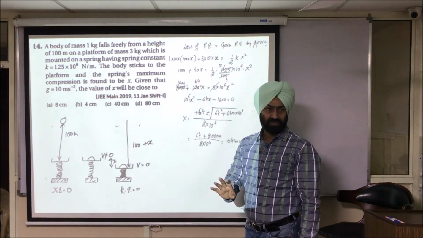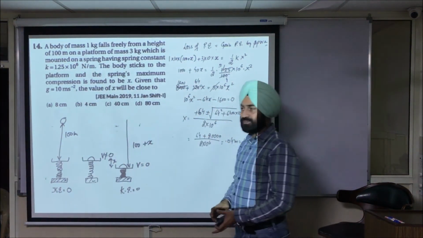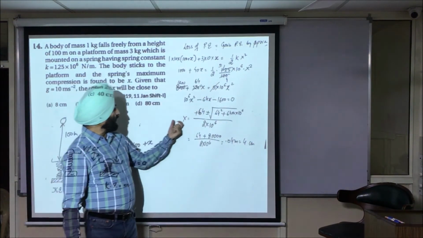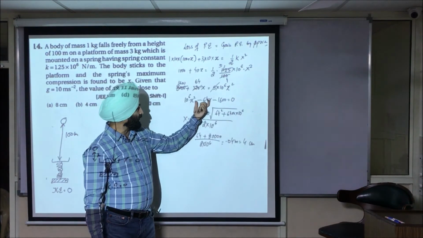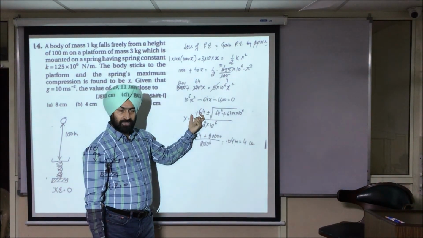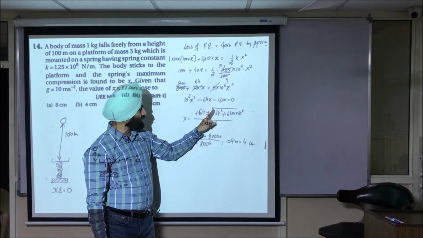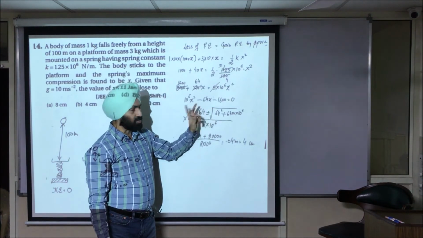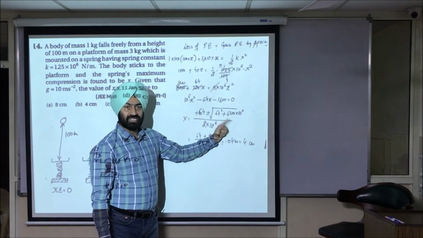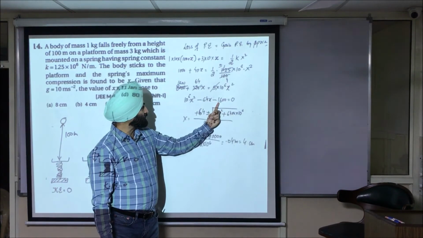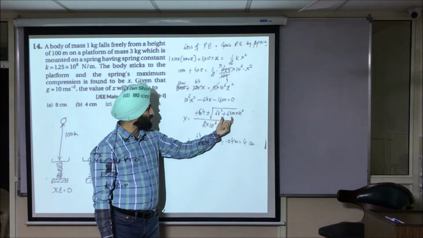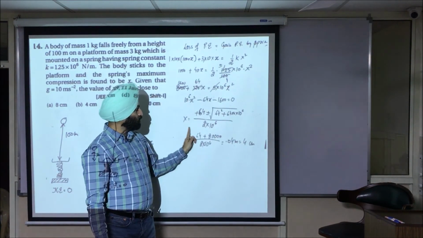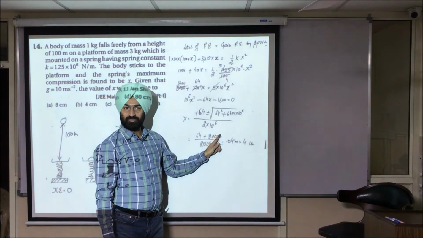So don't be afraid of it. We have a simpler solution. Discriminant method. x equals minus b, that is plus 64, plus minus root of b square minus 4ac, but a is negative, that is plus 4ac. 1600 into 4, 6400 into 10 power 6, divided by 2a. Any doubt up to here?